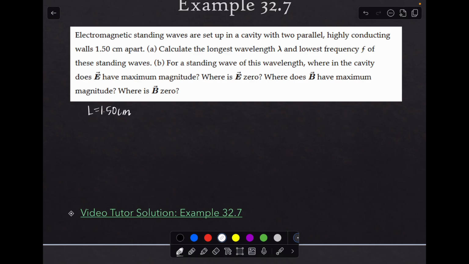What is the longest wavelength and the lowest frequency of these standing waves? So we know that the wavelengths that can exist in this standing wave pattern are equal to 2 times the length of the cavity divided by the number of nodes. To get the longest wavelength, we need the lowest number of nodes, which is 1. So the wavelength would be 2 times 1.5 centimeters divided by 1, which is 3 centimeters.